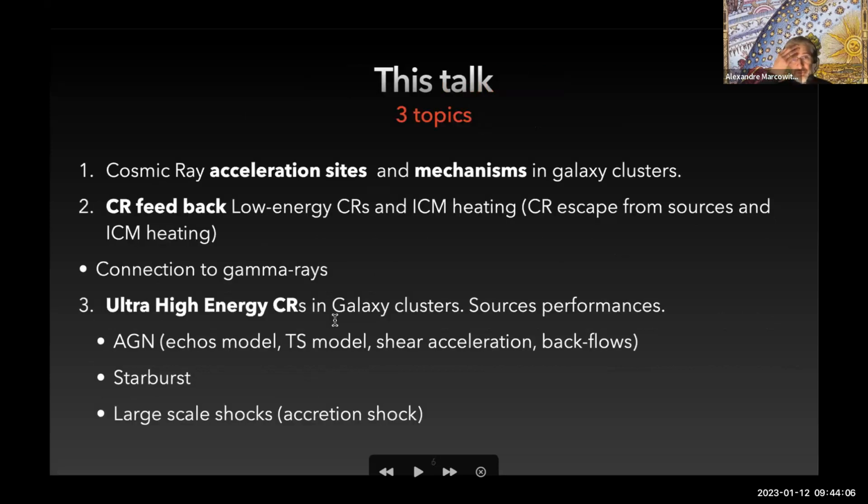So as I told you, in this talk I have three topics. I will start with cosmic ray acceleration sites and mechanisms in clusters, then move to cosmic ray feedback, and then mention ultra high energy cosmic rays.